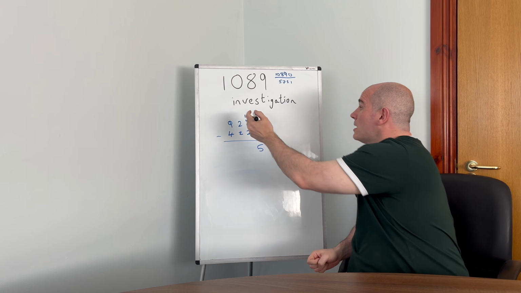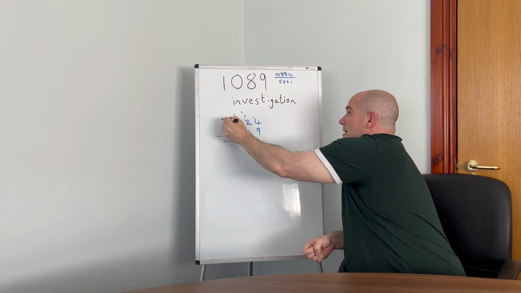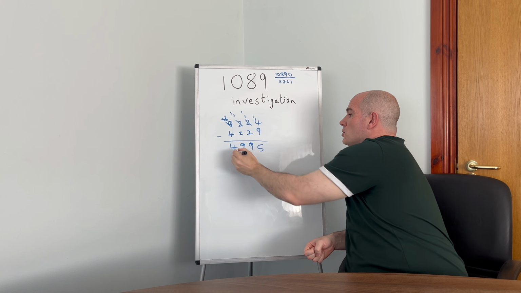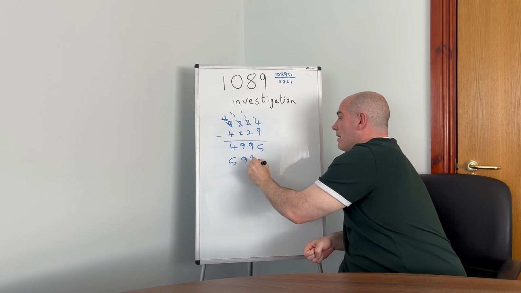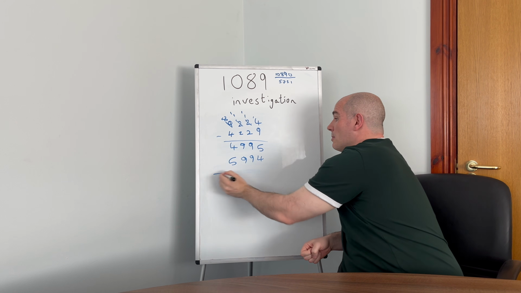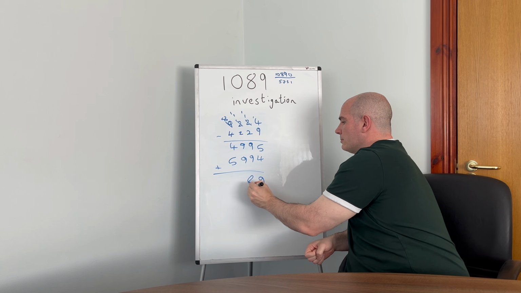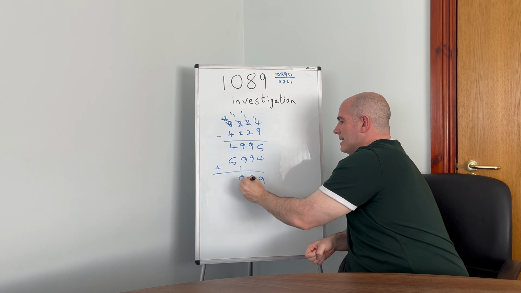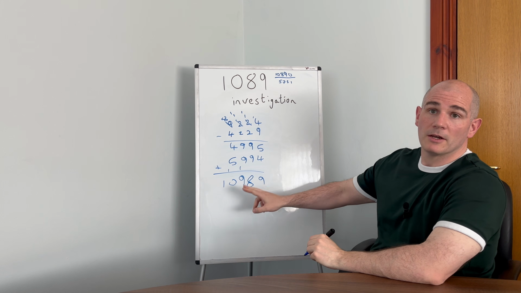Okay, so 1 take away 2, let's borrow. So that's now going to be 9, and then borrow again. So that's going to be 9, 4. So we've got 4995. When we reverse it, we get 5994. And then when we add it, let's see what we get. So 9, 18, 19, and then 10. So that one is 10,989.